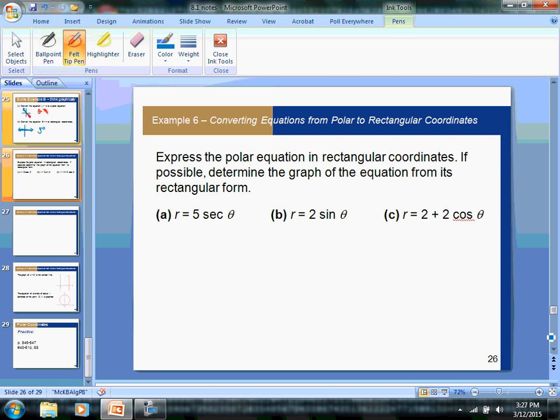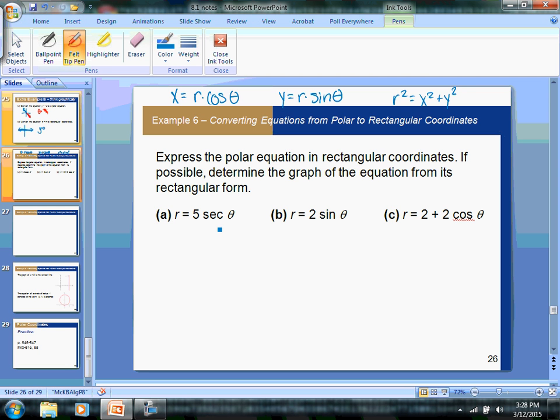Now, for part A, I have r equals 5 secant theta. I have to remember that I've got x equals r times the cosine of theta. I also have y equals r times the sine of theta. And then our other equation is r squared equals x squared plus y squared. So that's how we're going to convert back and forth between rectangular and polar. We also have the tangent equation, but we're not going to need that for these problems.